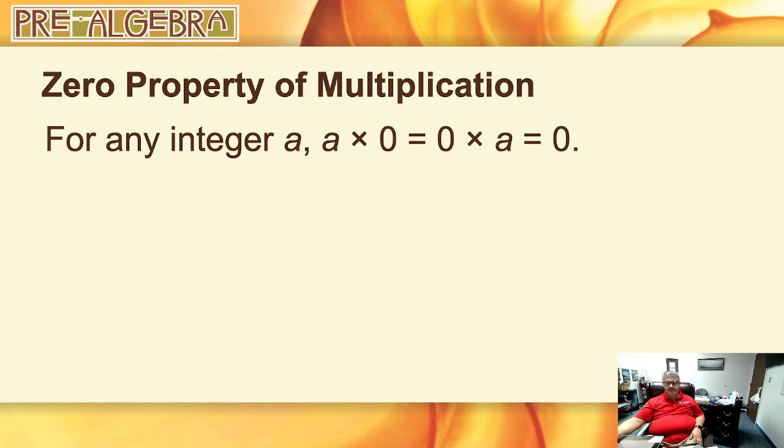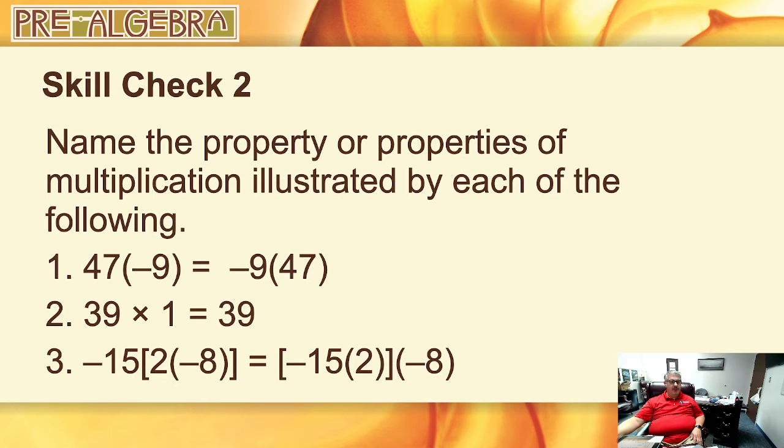Here's again another skill check. Name the property of multiplication illustrated by each of these. 47 in parentheses times negative 9 equals negative 9 in parentheses times 47. Do we know what that is? Can you say it together? It is the commutative property. They have traveled. They have commuted. We have this 47 here.